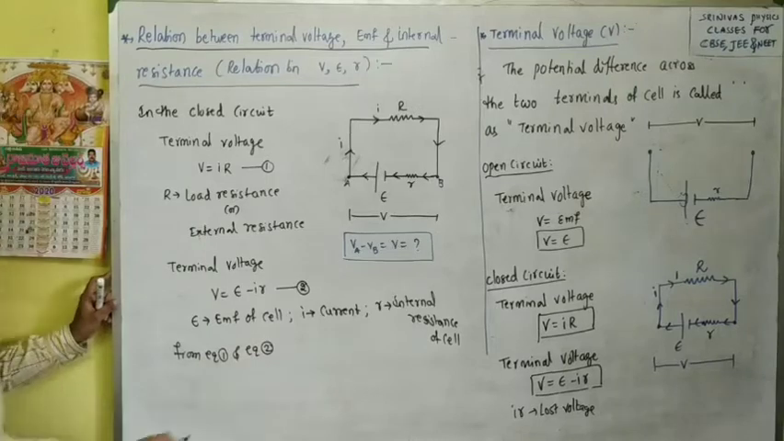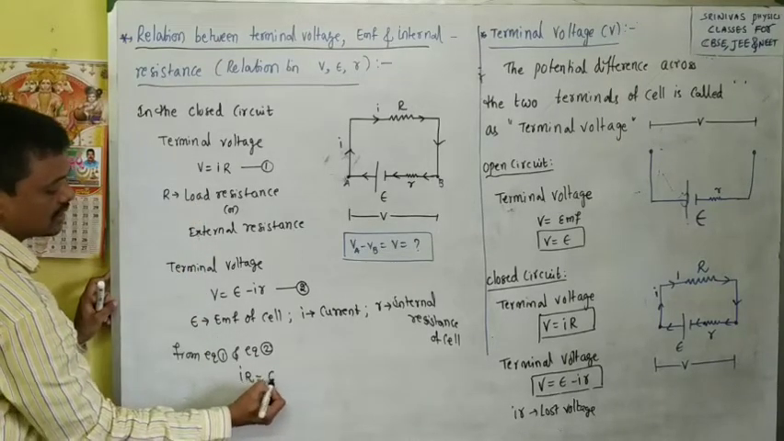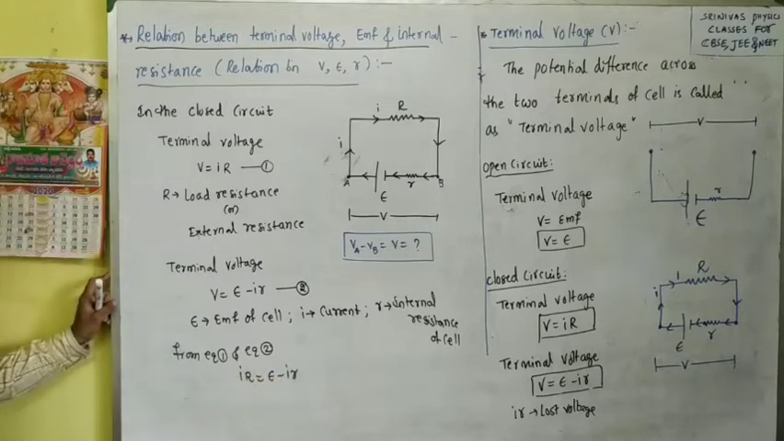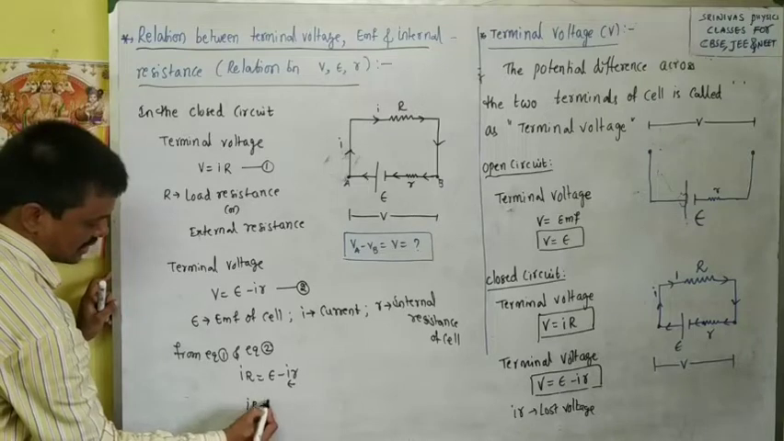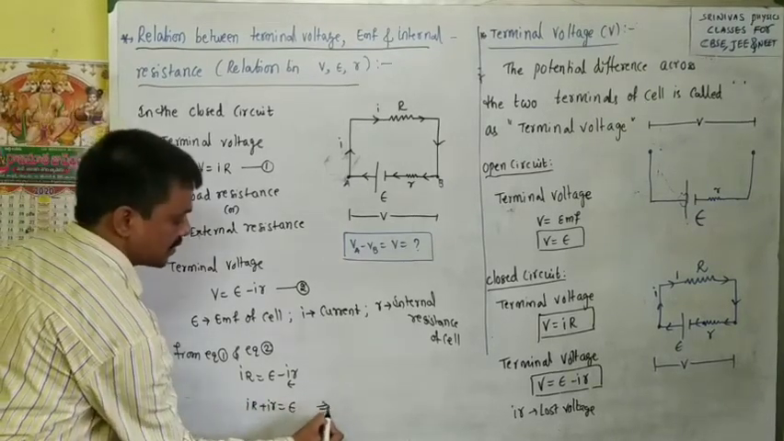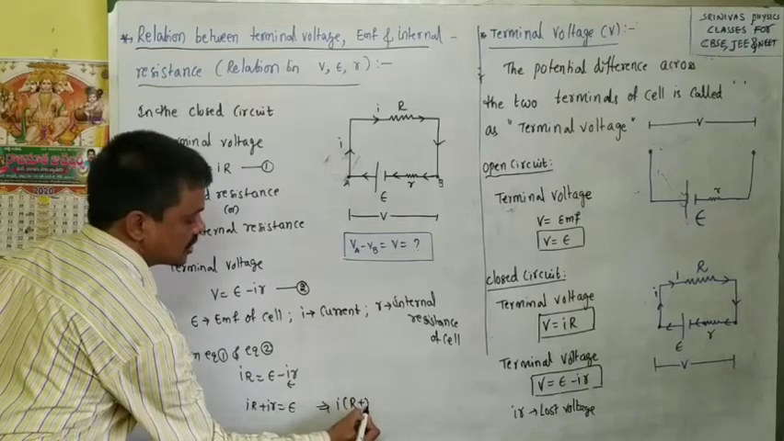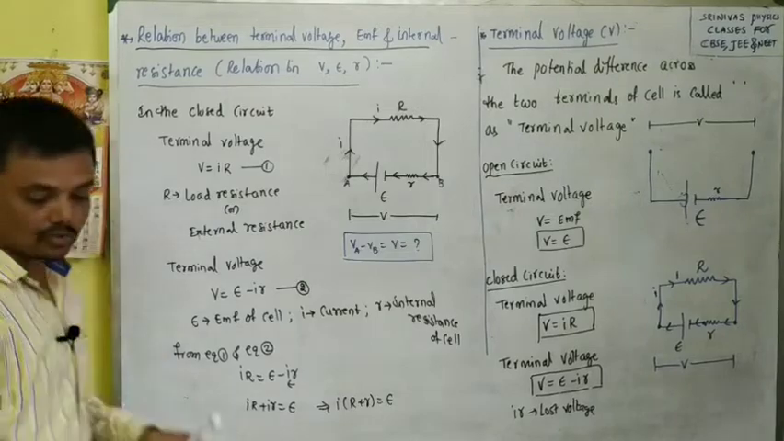Now from equations 1 and 2 we write one thing. Left sides are the same, so right sides are also the same. IR is equal to E minus Ir. Taking this Ir to the left side, IR plus Ir is equal to EMF. Then I is common: I times (capital R plus small r) is equal to EMF. Then we will get the formula for I.